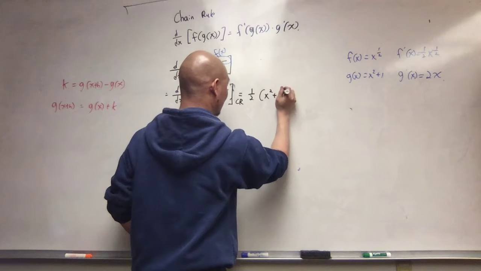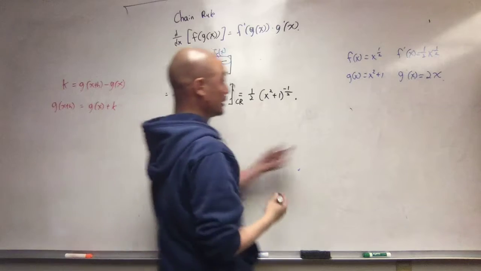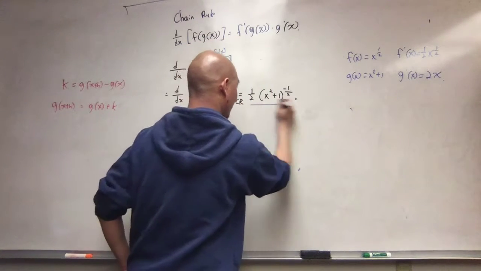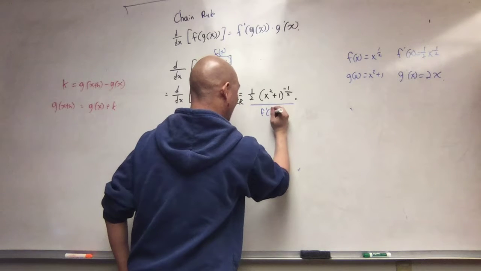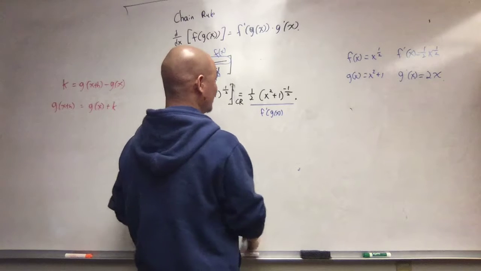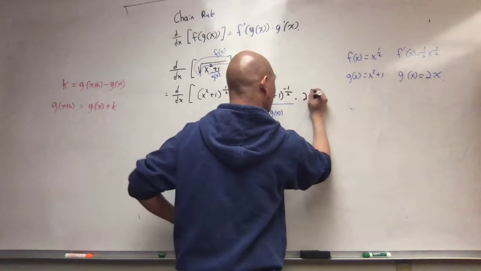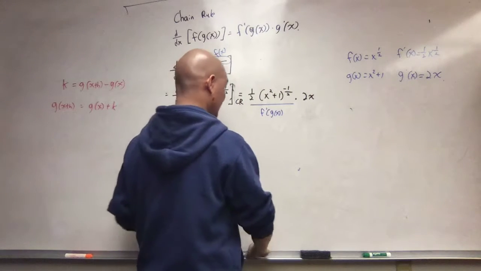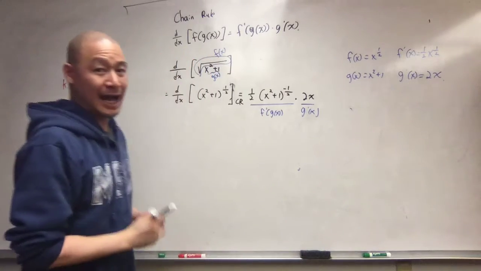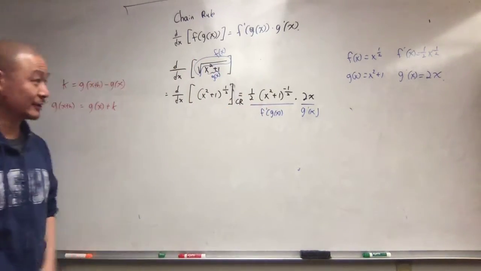So with that said, when I apply the chain rule here, what I get is 1/2 times x squared plus 1 to the negative 1/2, so this is my f prime at g, I'm plugging g into f prime, times 2x, that's my g prime of x. And then there's stuff you can do. You can cancel the 2 and the 1/2 and all that.